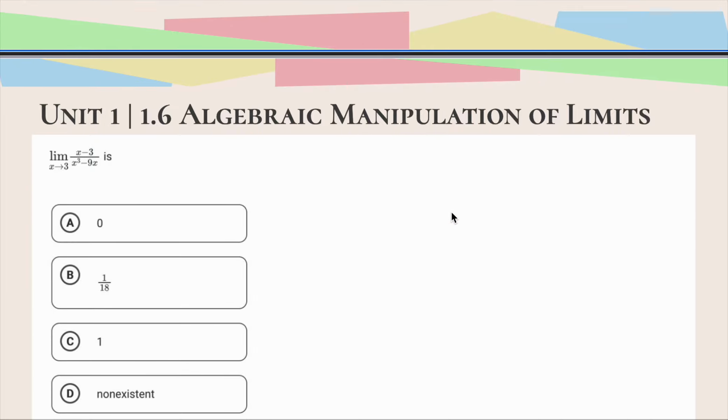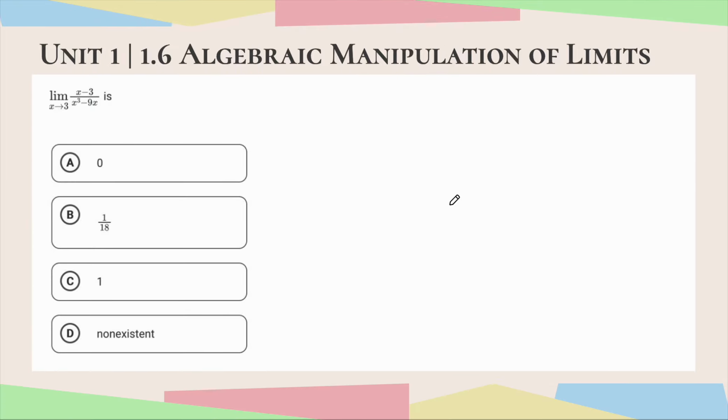All right, moving on. Okay, so this question asks us to find the limit as x approaches 3 of x minus 3 over x cubed minus 9x. Again, I'm immediately recognizing that direct substitution won't work. You can go ahead and try it if you like. Just from experience, I can identify that this won't work. And so I'm going to go ahead and factor first.